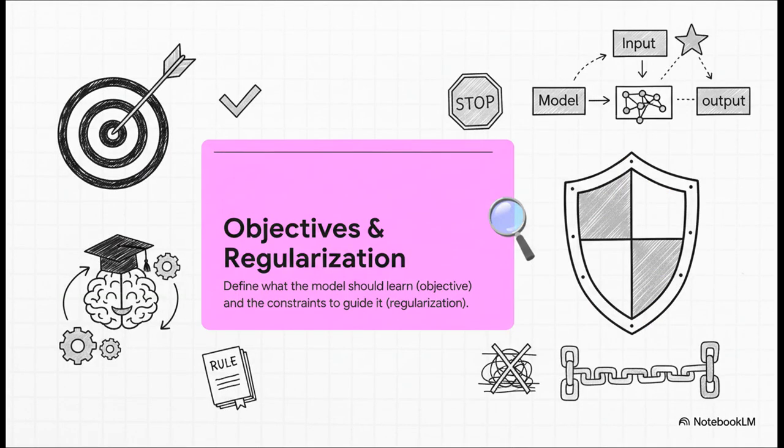Okay, so how does the model even know what it's supposed to do? That's where objectives and regularization come in. The objective is the goal. Simple as that, like correctly identify the cat in this picture. And regularization adds the rules, telling the model, hey, don't just memorize the training examples. It's basically the rule book for the learning game. So for our cat model, the objective is to get as many cats right as possible. But we add a rule, a regularization technique that says, don't just memorize the pixels of these specific cats. You need to learn the general idea of catness.